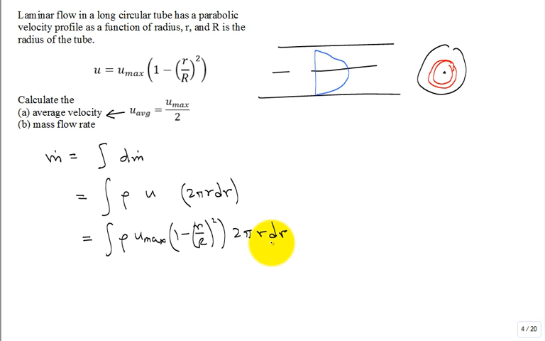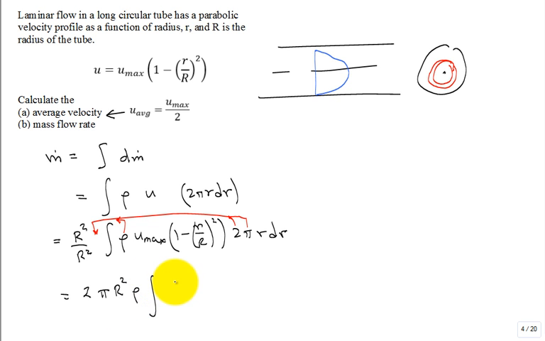And at this point, if you wanted to, you could pull the pi out of the integral, pull the rho out of the integral, pull the 2 out of the integral. Okay? And then also multiply by R squared over R squared. So what we'll pick up is a 2 pi R squared rho, and then we'll have the integral. Well, actually, I'm going to pull out u max as well. u max, pull u max out as well.